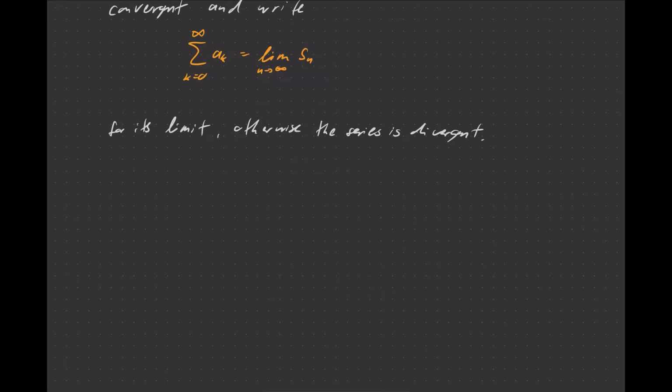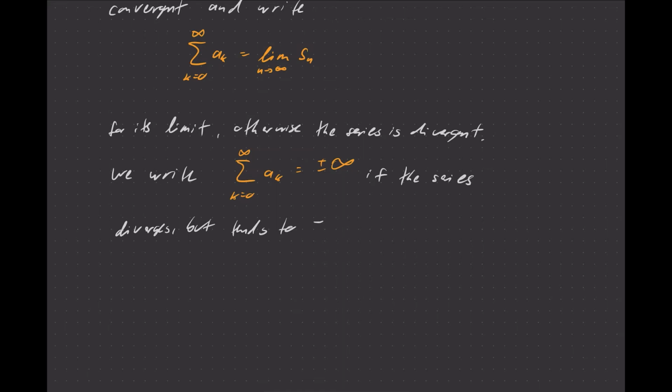Of course, there's also the case of a series that tends to plus or minus infinity, and we'll denote this in a similar way. So we write again this sum from 0 to infinity over the a_k, and we just say this is plus or minus infinity if the series diverges but tends to plus or minus infinity. And of course, there are also series that do neither, that diverge and do not tend to plus or minus infinity. We'll see examples of those.